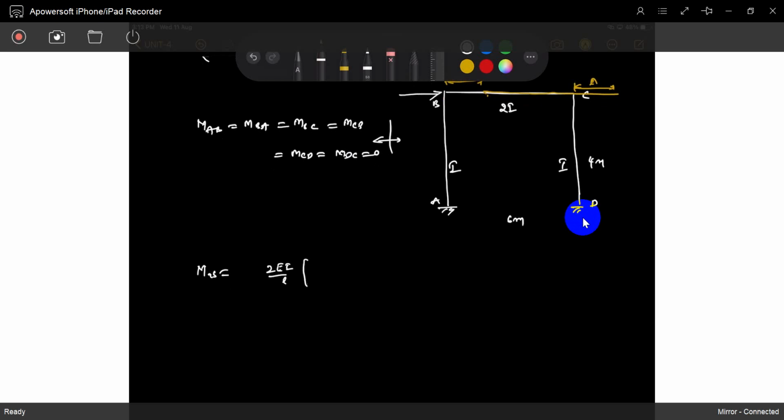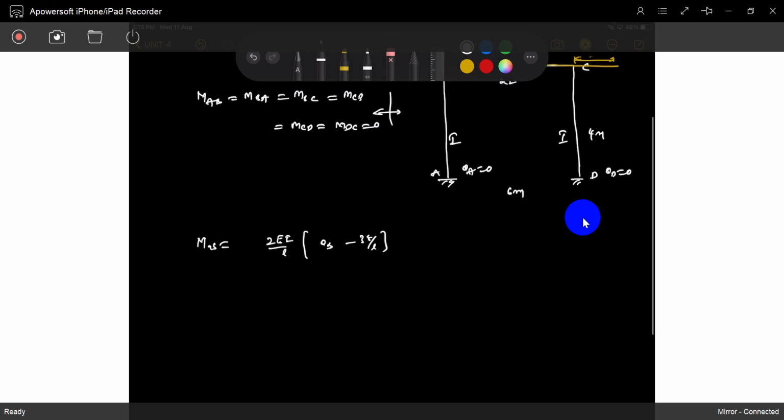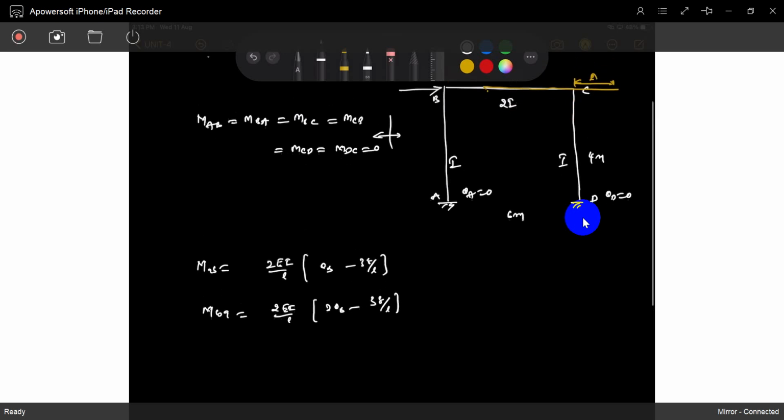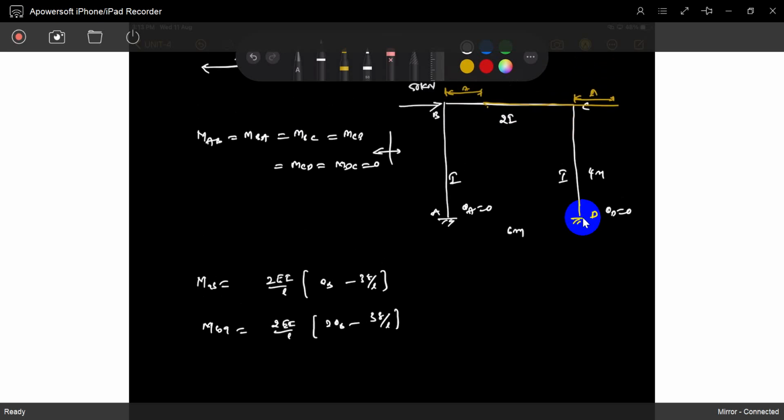2EI by L, 2 theta A. You can directly write, no need to write theta A because theta A is 0. Theta D is also 0, no need to write. Theta B minus 3 delta by L directly. MBA: 2 theta B minus 3 delta by L. That's it. Now MBC, MCB.